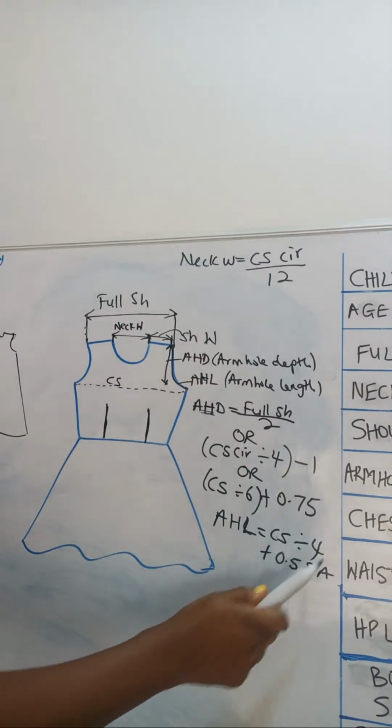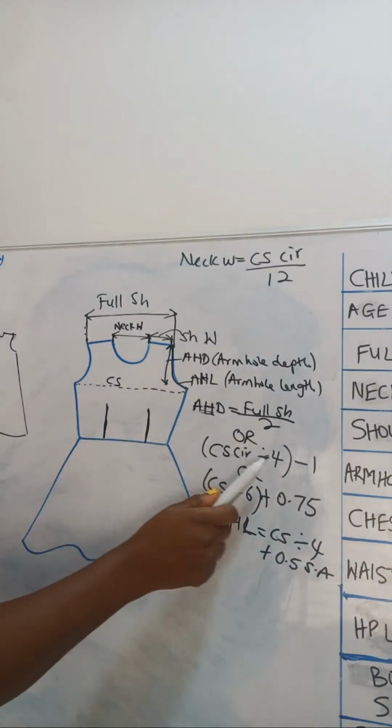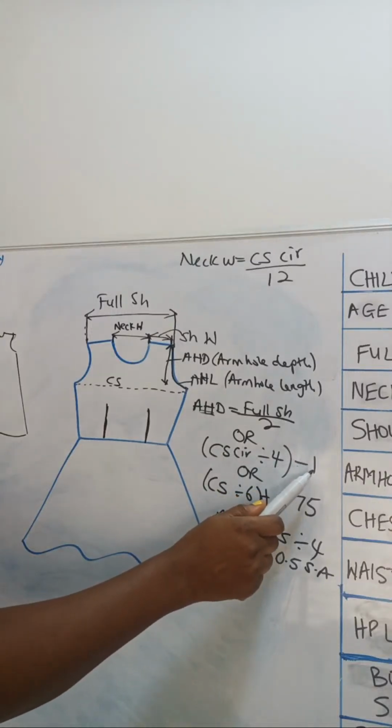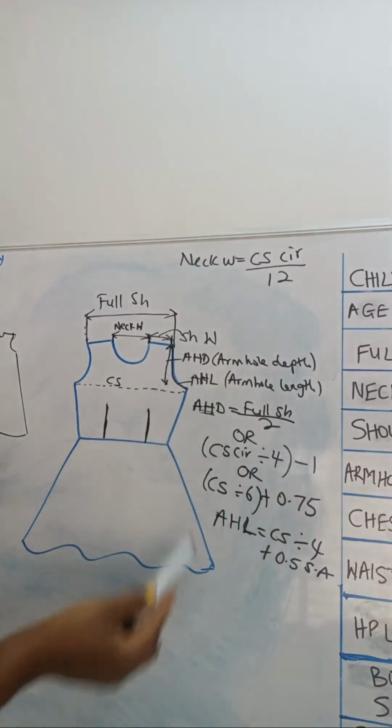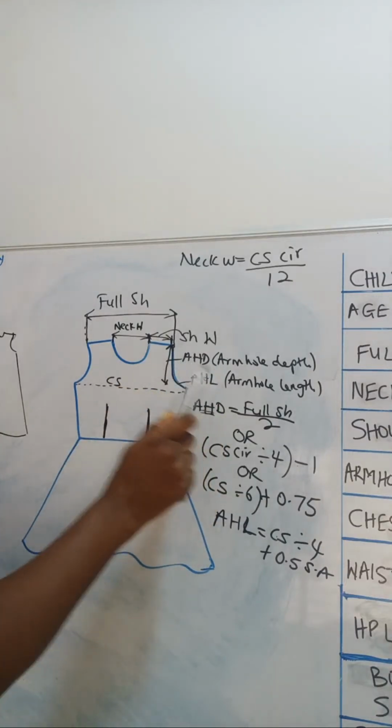Chest divided by 4. Okay, but for the armhole depth, when you divide the chest by 4, you have to subtract 1, and that will give you the armhole depth. So those are the 2 differences between the armhole depth and the armhole length.